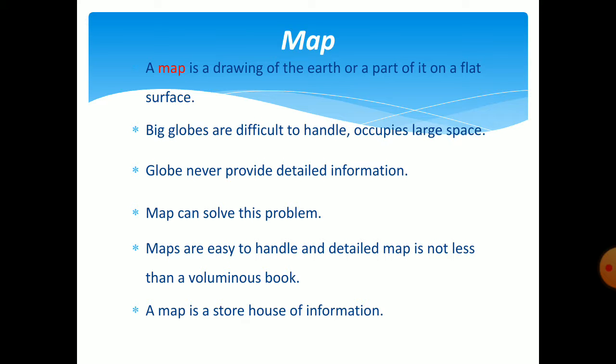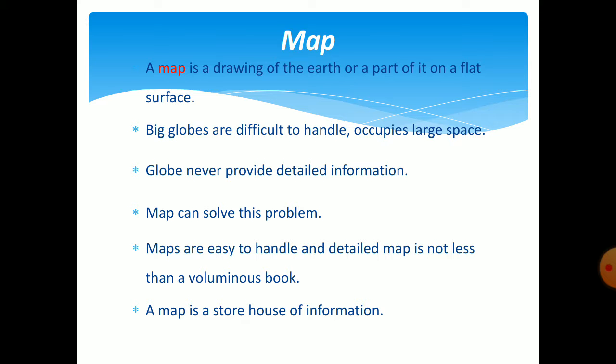Big globes are difficult to handle and occupy large space. Globes never provide us detailed information. Little information we get from the globe. So maps solve this problem.